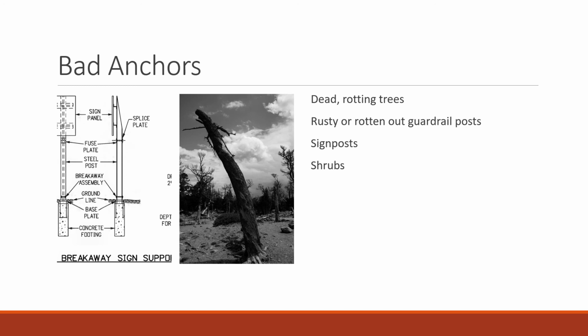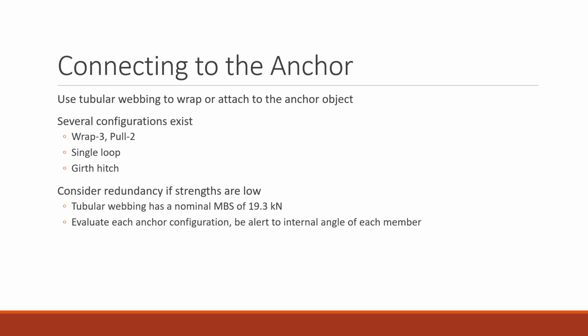Shrubbery, small plants, random cacti, things like that, not really great anchors, not things I would choose. Making that anchor connection generally is done with tubular webbing, tubular or flat webbing, but tubular is more common. You wrap that object, you attach to that object. There's a few different configurations to do it. Wrap 3, pull 2 is kind of the standard. It's pretty darn strong. You can also do just a single loop around. You can do a girth hitch, different things there.